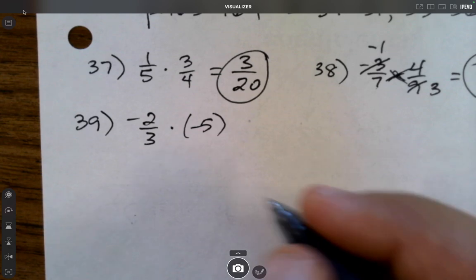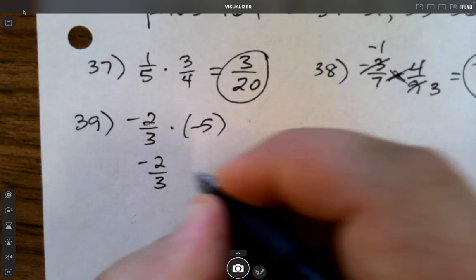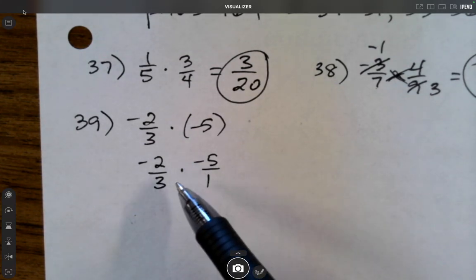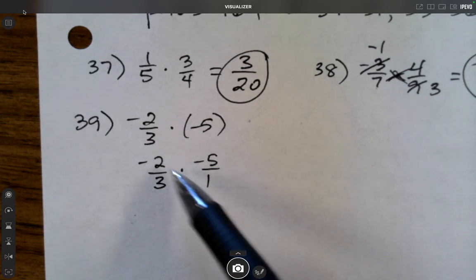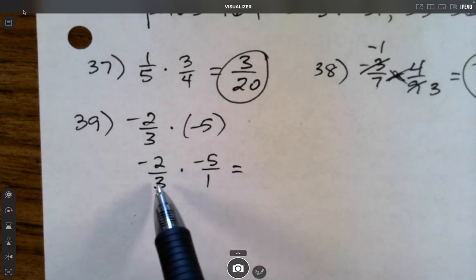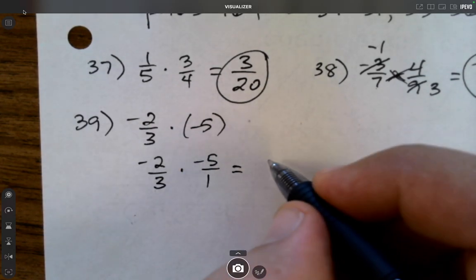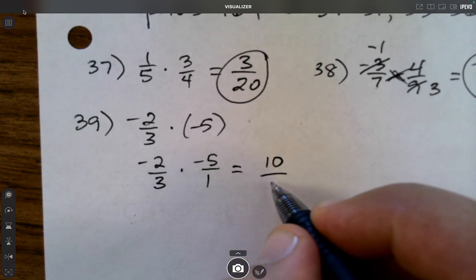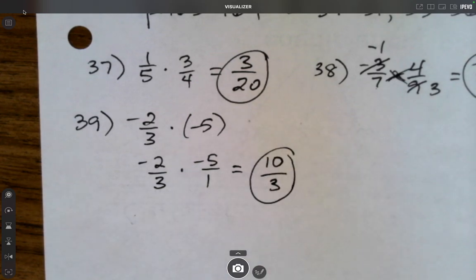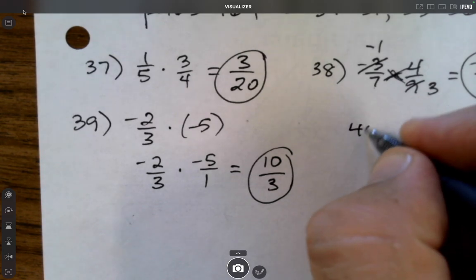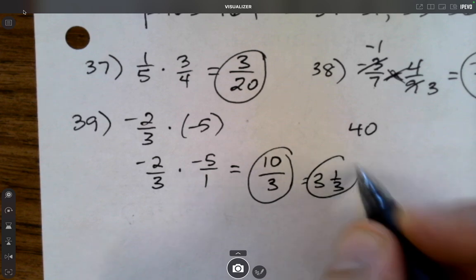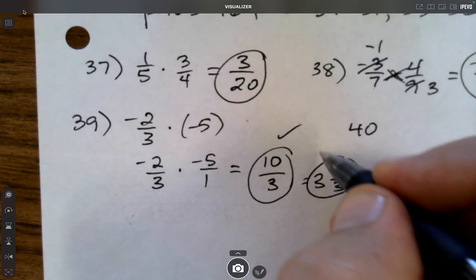So here it is helpful to go ahead and write the whole number as -5/1. We check the cross products. There's nothing they have in common for us to cancel out, so we just go straight into multiplying. -2 times -5 is +10, because a negative times a negative equals a positive, and 3 times 1 is 3. And just a reminder, if you wanted to convert that into a mixed number, I'd certainly accept that, but it's not required of you to do so. So both of these are equally good answers.